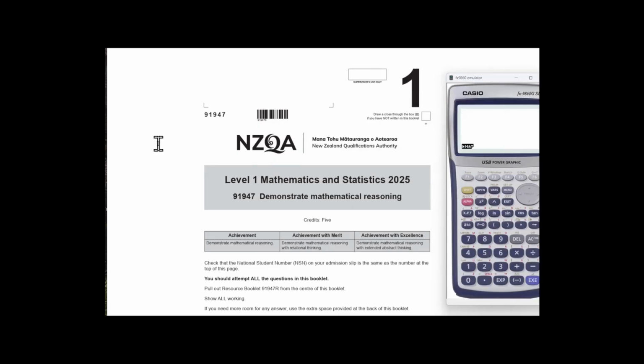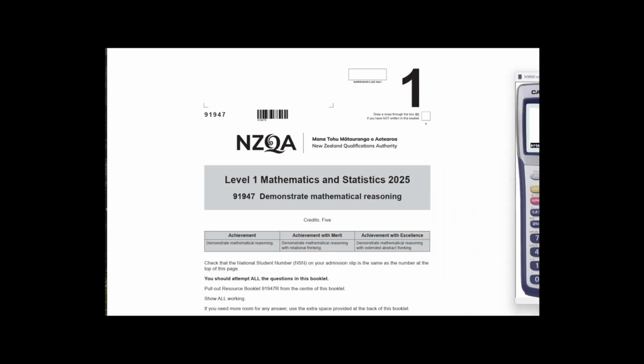All right, so this first one is Level 1 Mathematics and Statistics: Demonstrate mathematical reasoning. That's kind of a grab bag of all sorts of mathematical skills. They got rid of the MCAT exam and replaced it pretty much with this one. I'll leave to you whether that was a good idea or not, but let's get on with it.